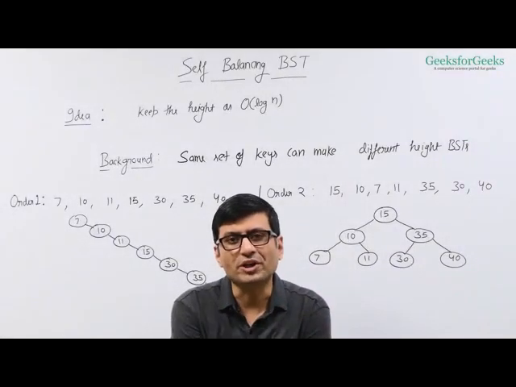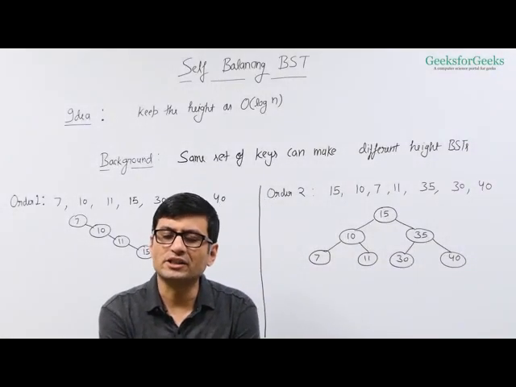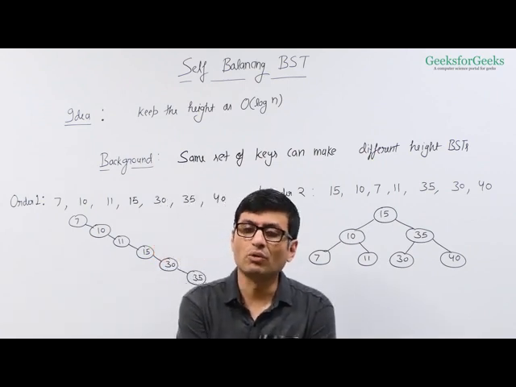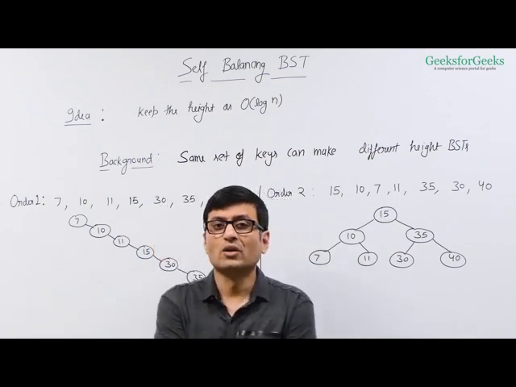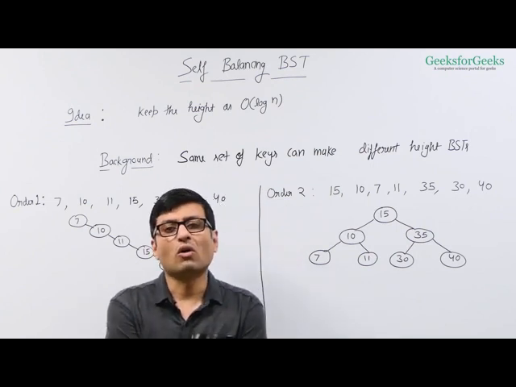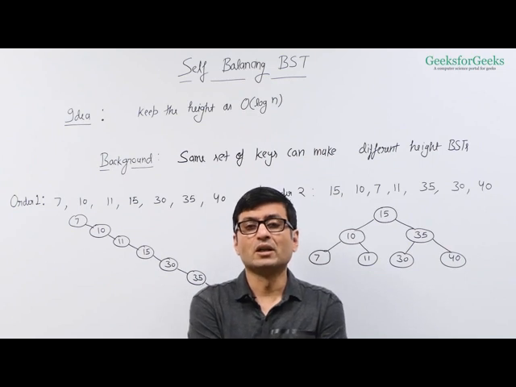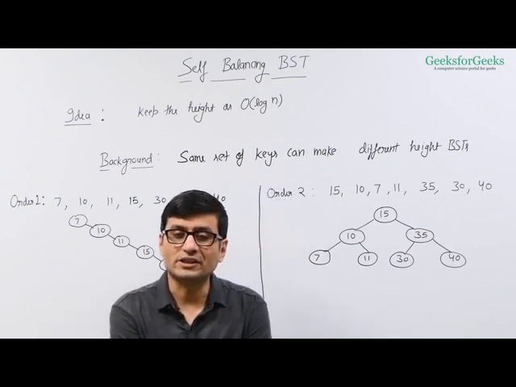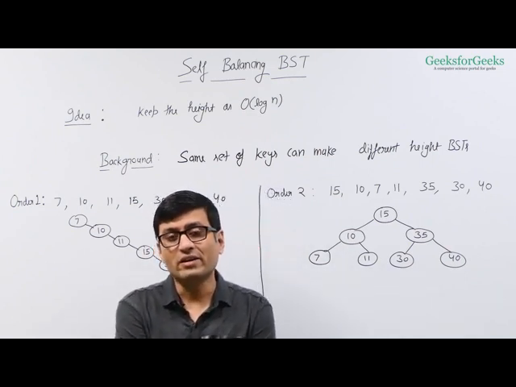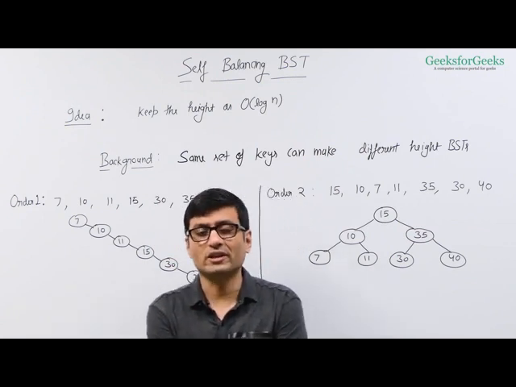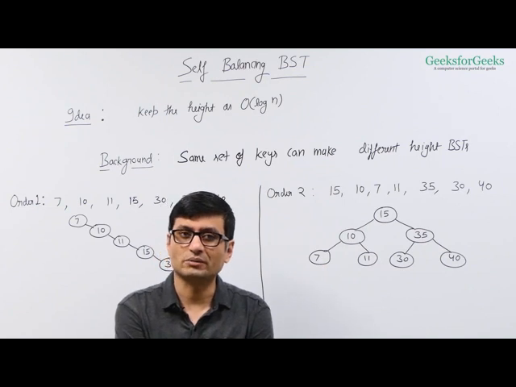In the previous videos, we introduced binary search tree. We talked about search, insert, delete, floor, and ceil operations. We observed that all these operations have the time complexity of big O of h. So if the height of your binary search tree is n, then all these operations become linear, and if the height is log n, then they all become logarithmic.